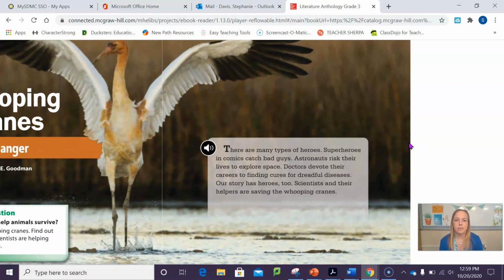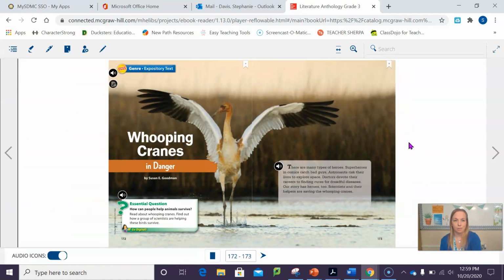There are many types of heroes. Superheroes in comics catch bad guys. Astronauts risk their lives to explore space. Doctors devote their careers to finding cures for dreadful diseases. Our story has heroes too. Scientists and their helpers are saving the whooping cranes.